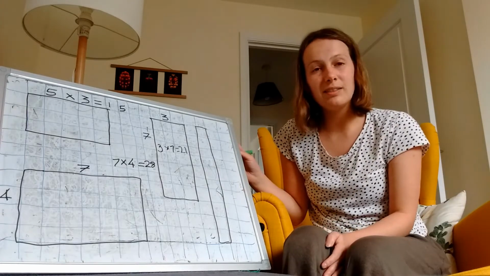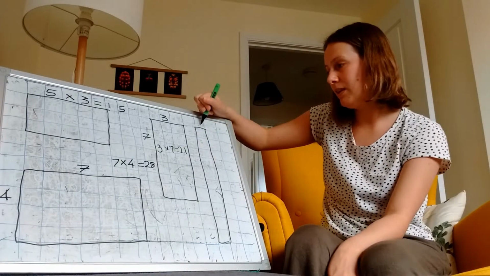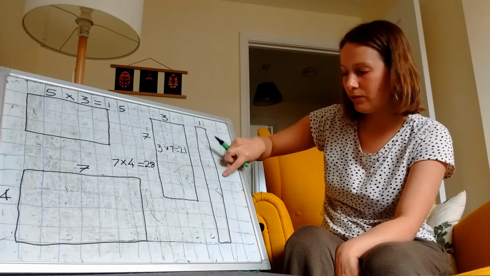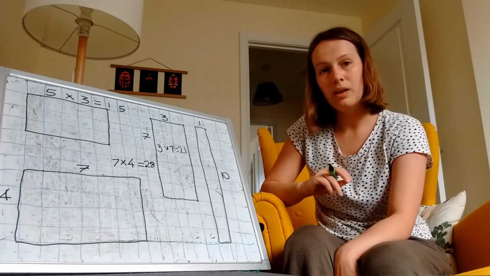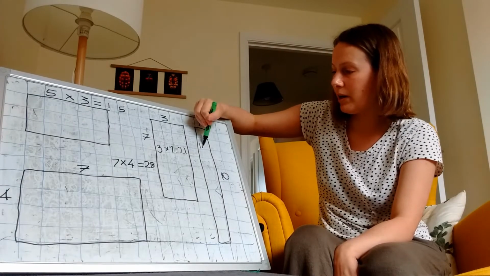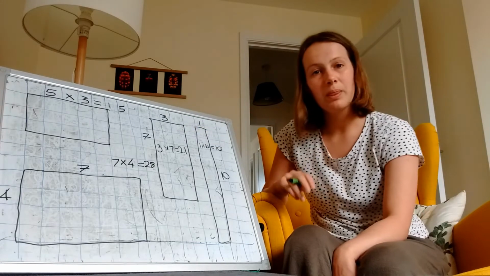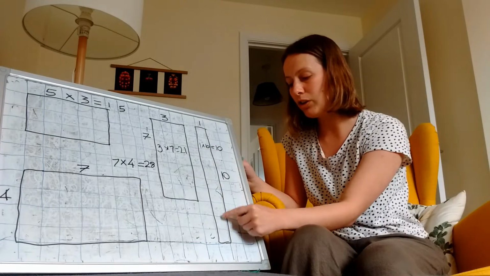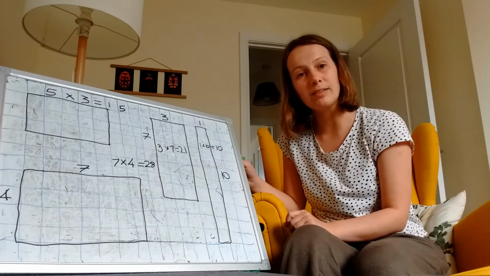Last but not least, let's have a go at this really long, thin one. The width is only 1, and the height is 1, 2, 3, 4, 5, 6, 7, 8, 9, 10. So, we do our width times our height. 1 times 10 equals 10. And that makes sense, doesn't it? Because inside this rectangle the area is 10 squares.